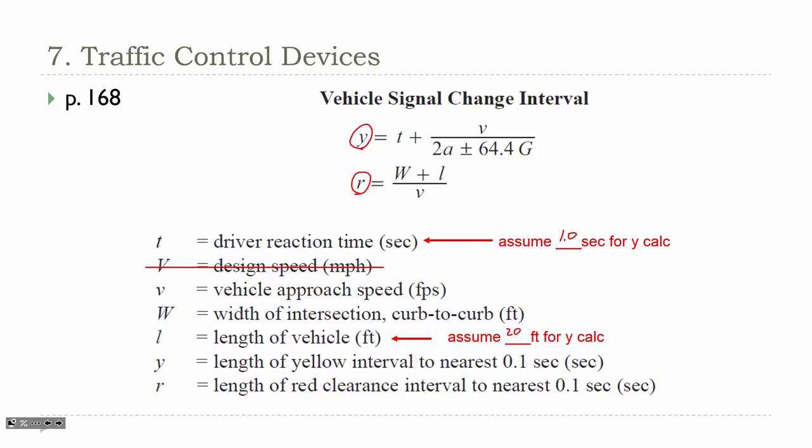Length of vehicle in class, I usually tell you to assume 20. The 25 that you used in class today was to account for the vehicle plus the gap between it if they were sitting queued up. But for the all red interval, we assume 20 feet. Notice that this gets calculated to the 10th of a second, and this is little v, so it's looking for the speed to be in feet per second in these two calculations. A, you can assume 11.2 feet per second squared, similar to the stopping sight distance where we saw A.